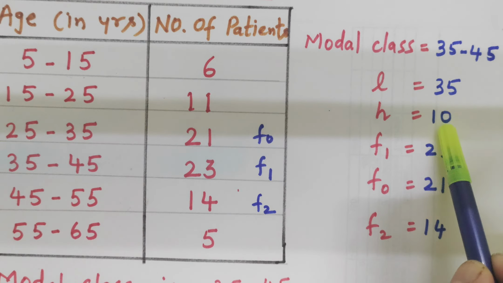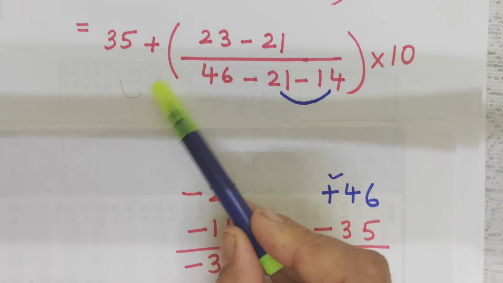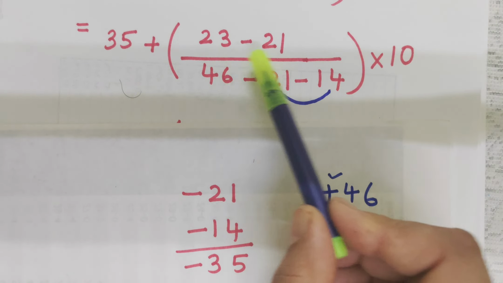Here we have the formula to calculate the mode of the grouped data. Mode equals L plus, in brackets, f1 minus f0 upon 2 times f1 minus f0 minus f2, bracket closed, into h. Put the values. L is 35 plus, bracket, 23 minus 21 upon double of f1, 46, minus 21 minus 14, bracket closed, into 10. Here 35 is as it is, plus inside the bracket 23 minus 21 is 2, and the denominator is 46 minus 21 minus 14.